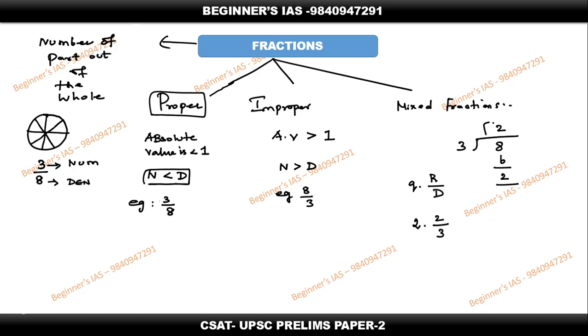Here we call this 2 an integer. Then this r by d is nothing but the proper fraction. So listen carefully, this 2 by 3 is the proper fraction. Now this 2 can be written as an integer. This is the basic concept we have discussed so far.